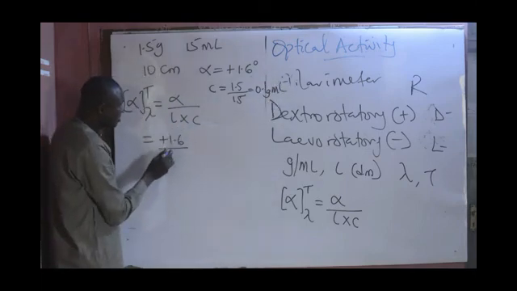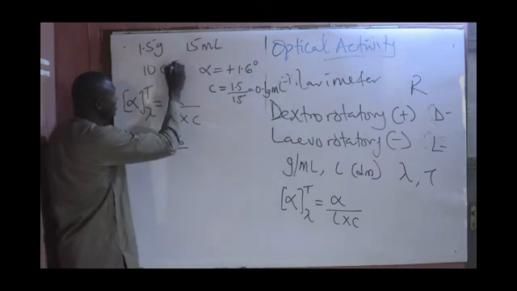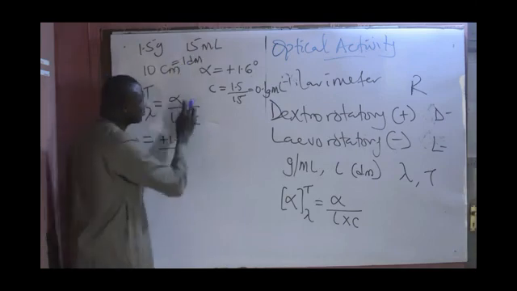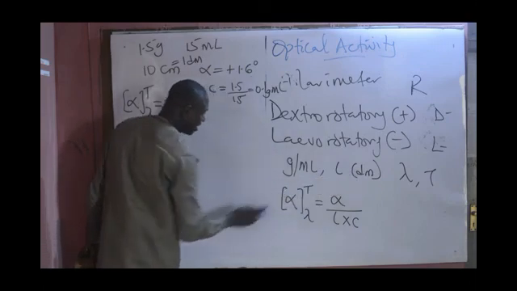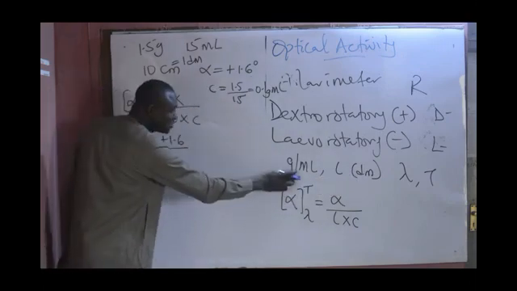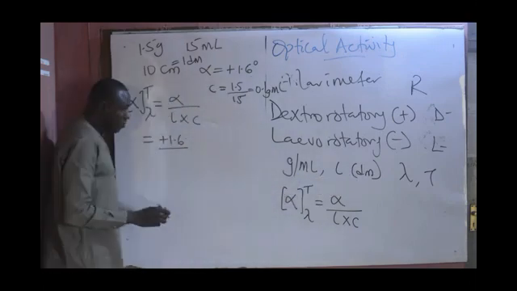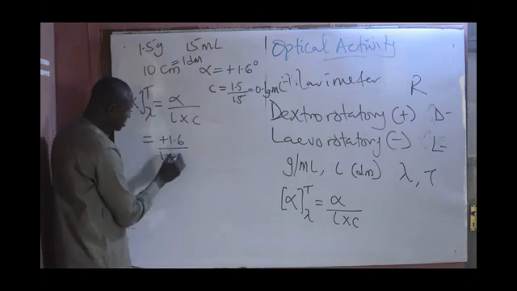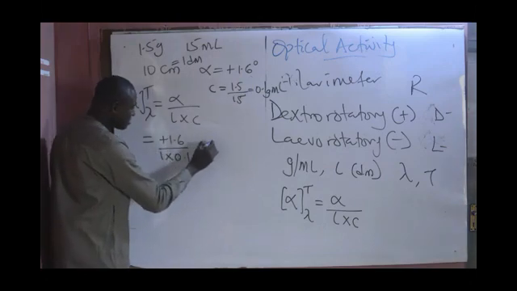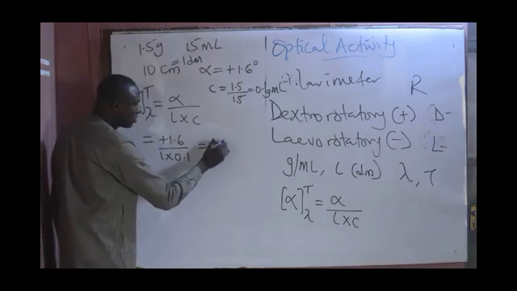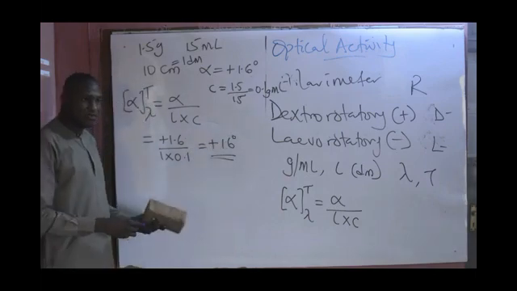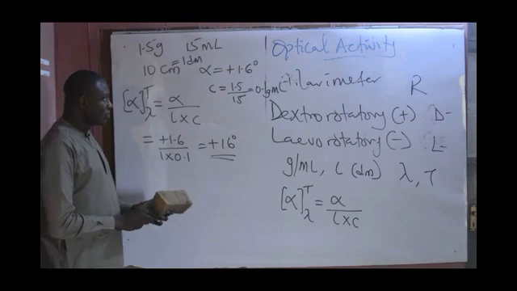Okay, so we have the length to be 10 centimeter, and that is the same thing as 1 decimeter, because 10 centimeter make 1 decimeter, and your length must be in decimeter, not centimeter. While the concentration must be in gram per mil, not mole per mil. So here we have the length, which is 1, times the concentration, 0.1. So that means the specific rotation of the molecule is plus 16 degrees. So that is the way of differentiating such molecules.